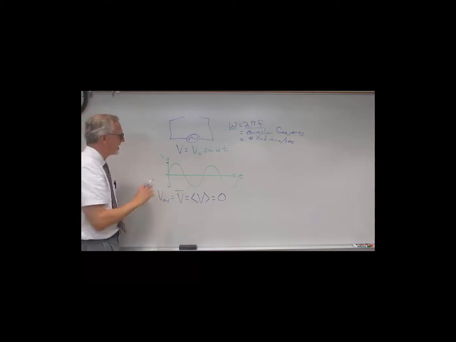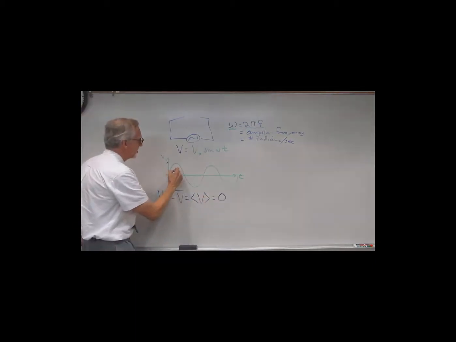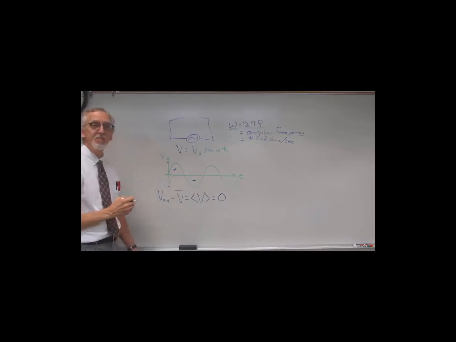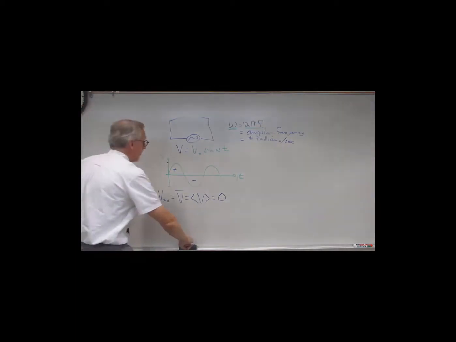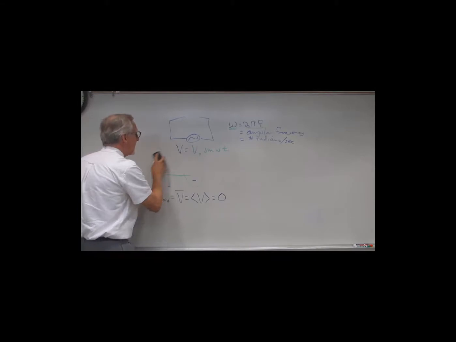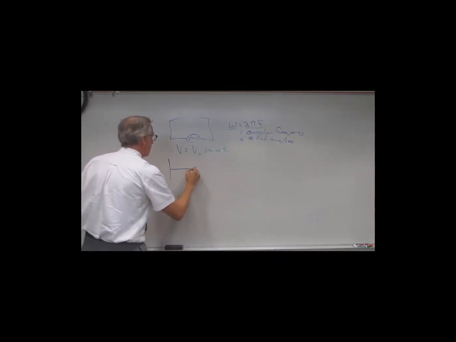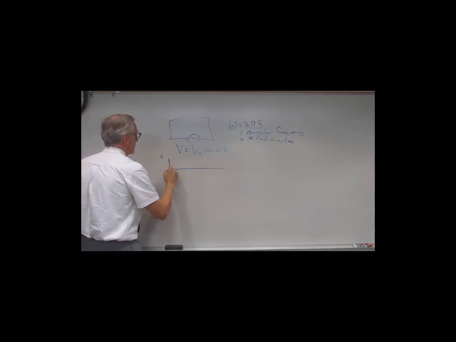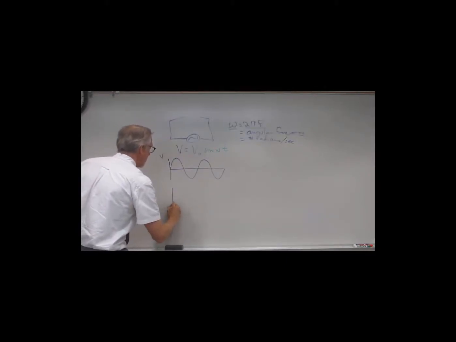How could we get some kind of average value of this that would be useful? Well, the problem with this being 0 is because we have just as much positive as negative voltage. If we could make the quantity that we want to average always positive, then the average wouldn't be 0. So why don't we look at the voltage squared? So if this is the voltage, and it looks like this, what is the voltage squared?